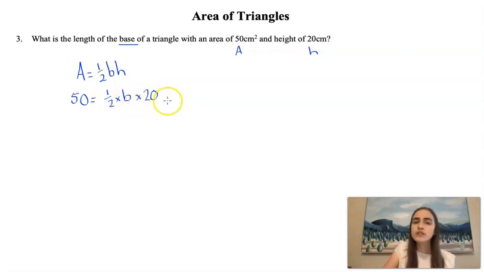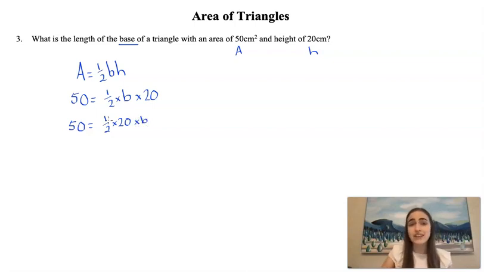Now to do this, the order of multiplication doesn't matter. So I could, if I wanted to, rearrange that to say a half times 20 times the base. Because when we multiply things together, the order that we do it doesn't matter. So now that it looks like this, we can actually figure out that half times 20. So we'd end up with 50 equals 10 times the base.